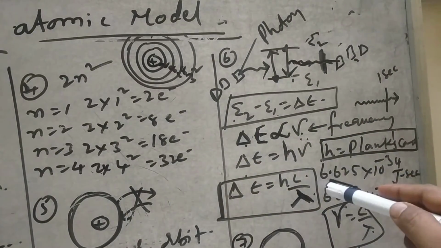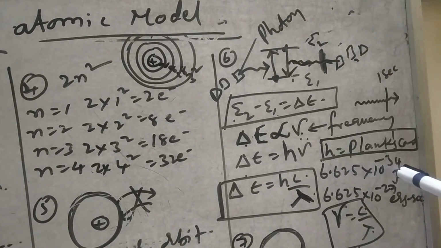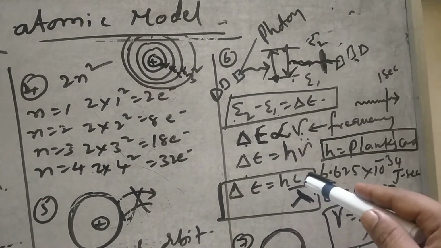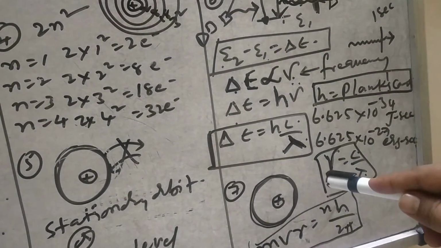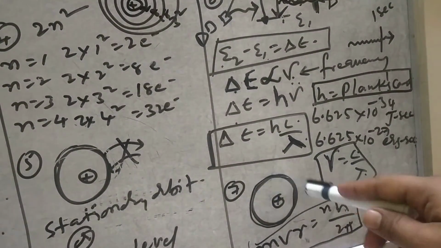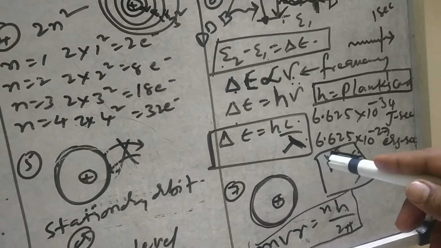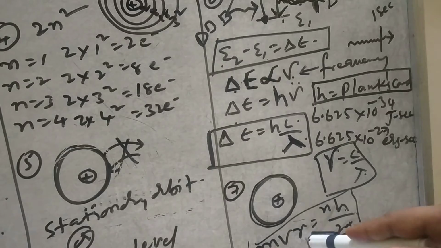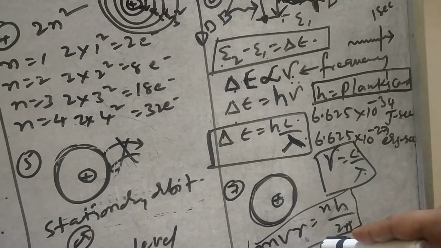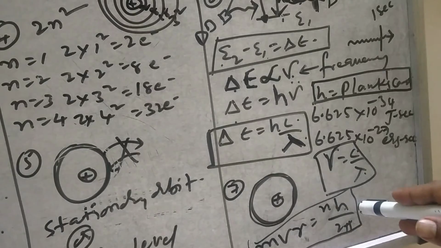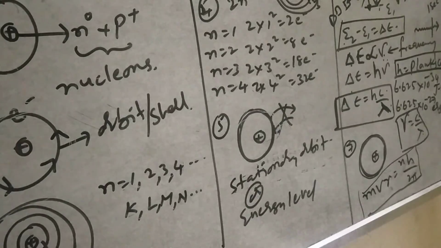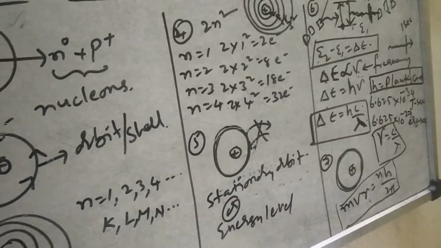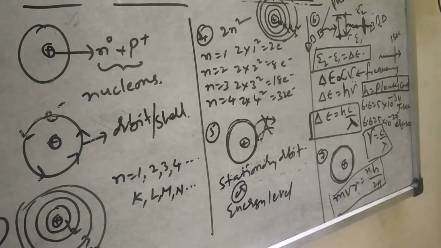H is Planck's constant, 6.625 into 10 to the power of minus 34 joule second, or 6.625 into 10 to the power of minus 27 erg second. So delta E equals hc by lambda, since nu equals c by lambda. Finally, electrons revolve around the nucleus with an angular momentum mvr equals nh by 2 pi, where m is the mass of the electron, v is the velocity of the electron, r is the radius of the orbit, n is the number of the orbit, h is Planck's constant, 2 is a number, and pi equals 22 by 7. This is about the Niels Bohr atomic model.